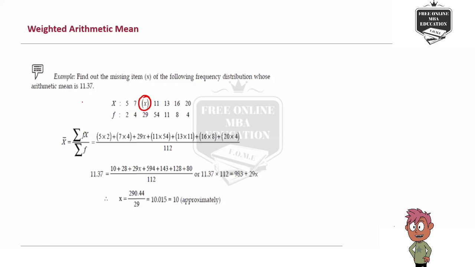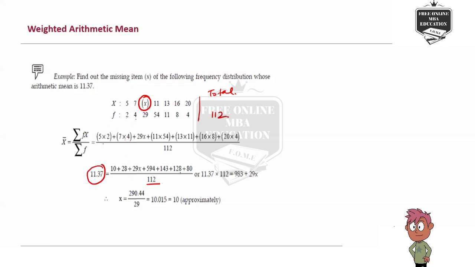So if the mean is given to us, but we have to find out the missing value, how could we find it? We know that x bar is summation f x upon summation f. Summation f is given, so you can find out its total. The total is coming out to be 112. On this side, this is the mean which is given to us, the denominator is summation f, and in the numerator you can multiply them one by one.